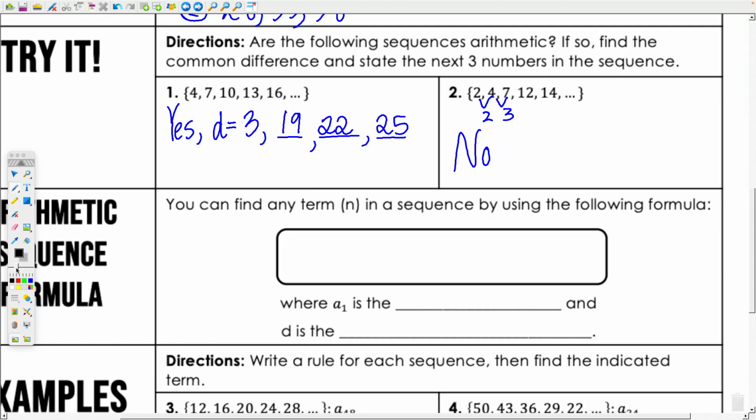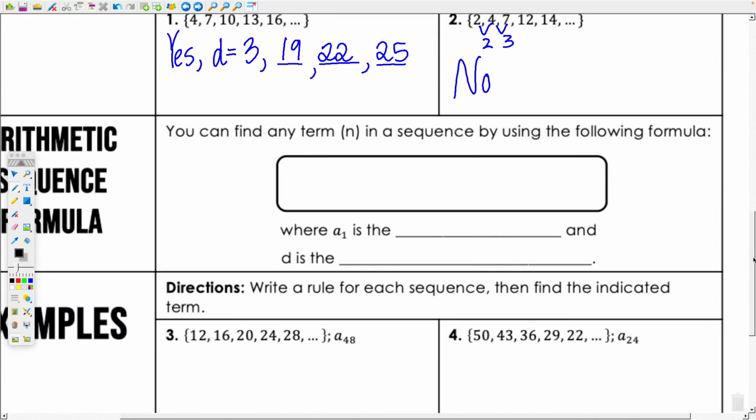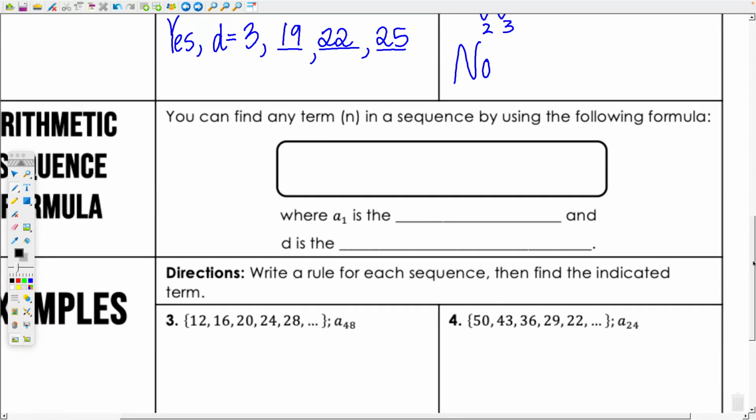Because you can find any number, any term in a sequence of consecutive numbers using this formula that these smart mathematicians have calculated. The formula says that your A sub n, which represents any term, is going to always be equal to D times parenthesis n minus 1 plus A sub 1.